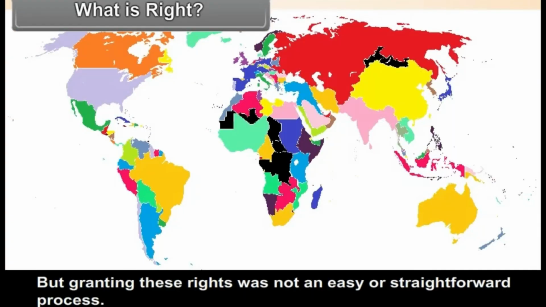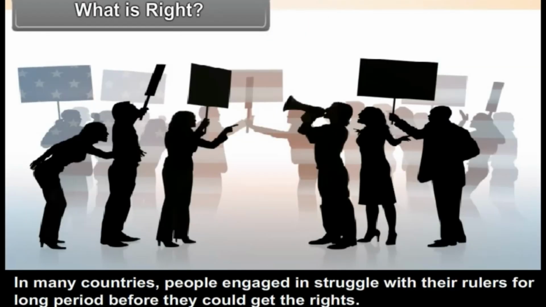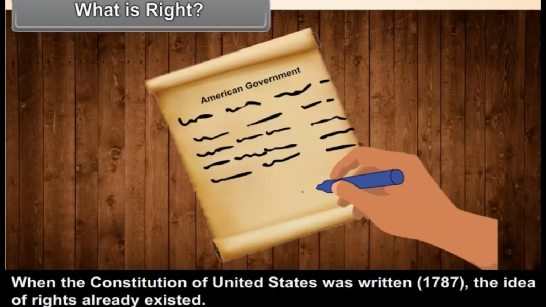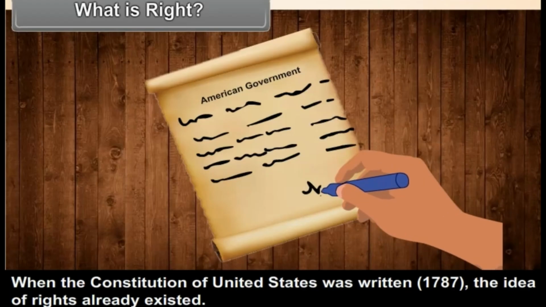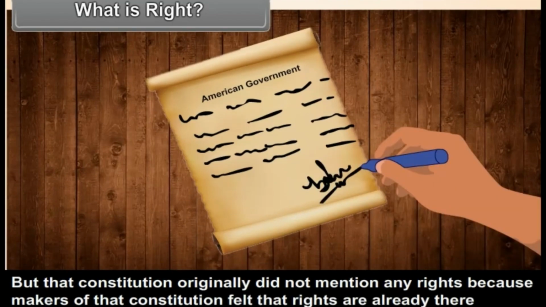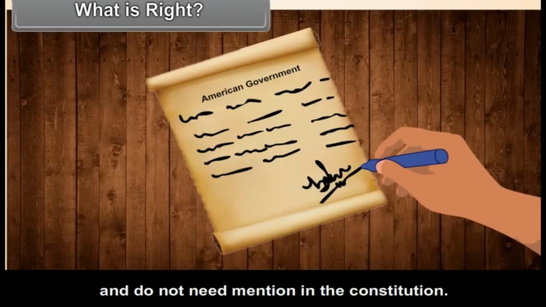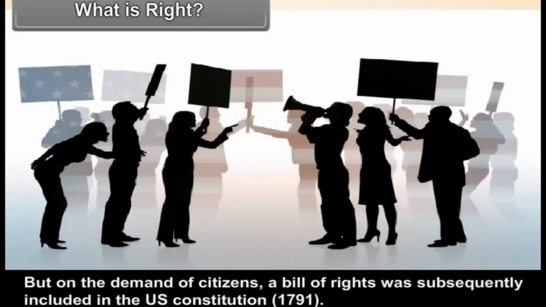But granting these rights was not an easy or straightforward process. In many countries, people engaged in struggles with their rulers for long periods before they could get their rights. When the Constitution of the United States was written in 1787, the idea of rights also existed. But that Constitution originally did not mention any rights because makers of that Constitution felt that rights are already there and do not need mention in the Constitution.